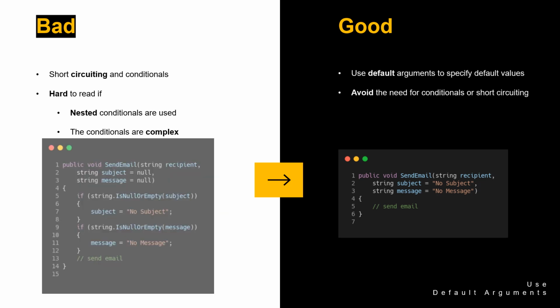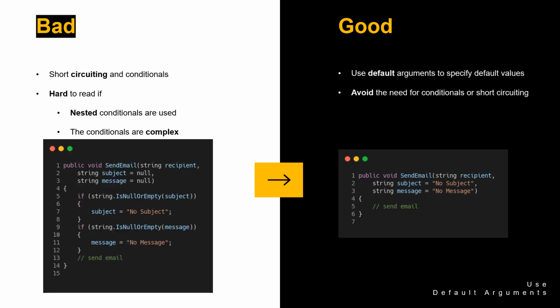Here is a bad example of how conditionals are used to set default text to variables. In this example, the sendEmail function has three parameters: recipient, subject, and message. The subject and message parameters have null as default values, which means that they are optional when the function is called. If no value is provided for subject or message, the default value will be used. The following conditions check if subject and message are null or empty, and if this condition is true, a new value is set to them.